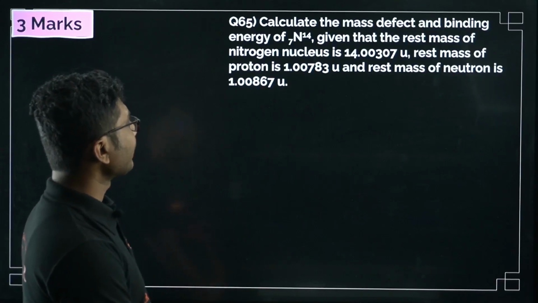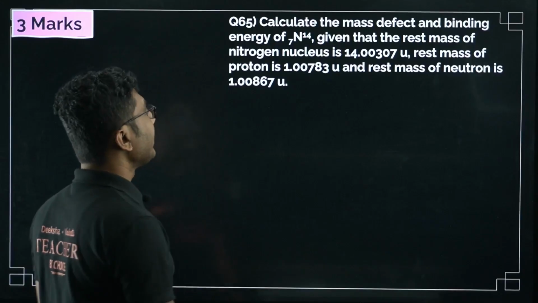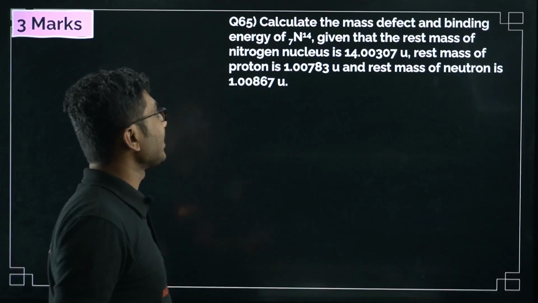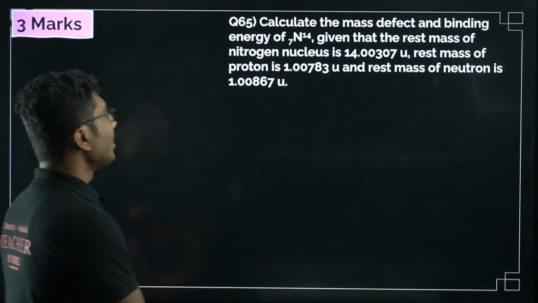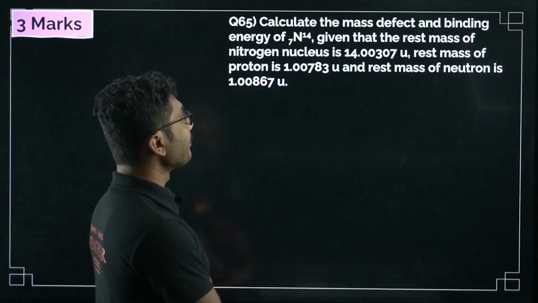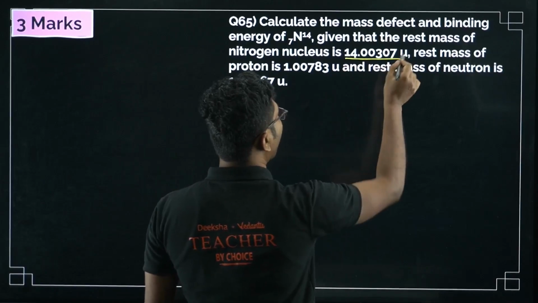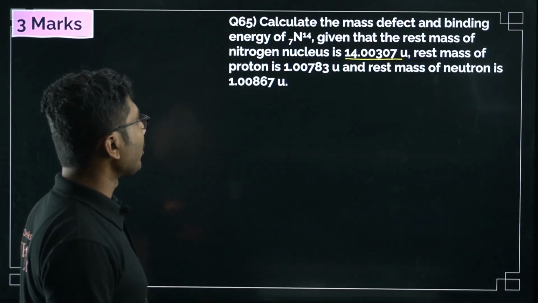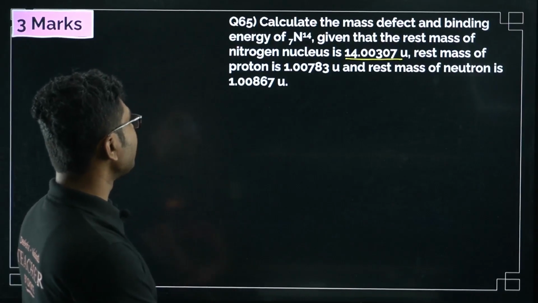Now let's see the last question. This is also a very commonly asked question. Again I will give you how to solve it. You can do the mathematics and tell me the answer in the comment below. This is the last question. Calculate the mass defect and binding energy of N 7 14, given that the rest mass of the nitrogen nucleus is 14.00307 u, the rest mass of the proton is 1.00783 u, and the rest mass of the neutron is 1.0086.